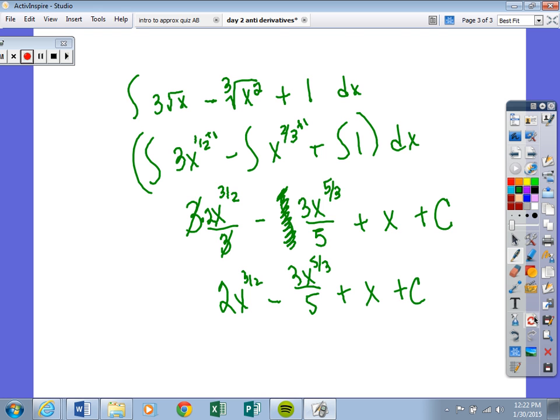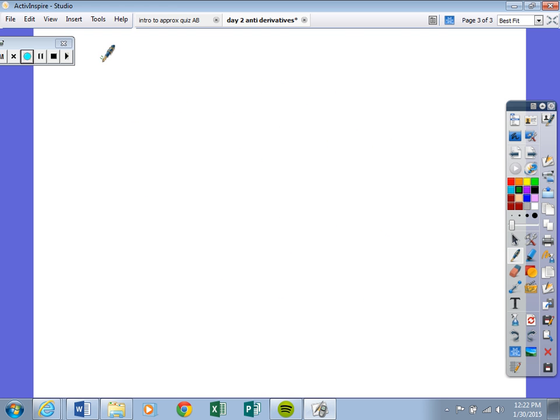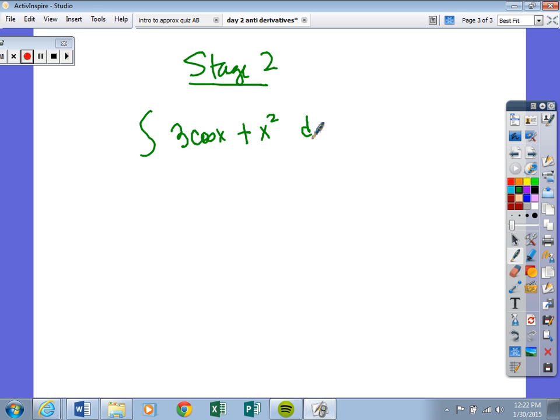All right, now we move to stage 2. So the other side of the board had the stage 2 problems. These aren't necessarily more difficult, it's just that you can't use a power rule on every single one of these, okay? So the first one up there says 3 cosine of x plus x squared with respect to x. Okay, now this we're going to power rule just like normal. This one we cannot. Now the 3, though, you can imagine as being in front of the integrand.